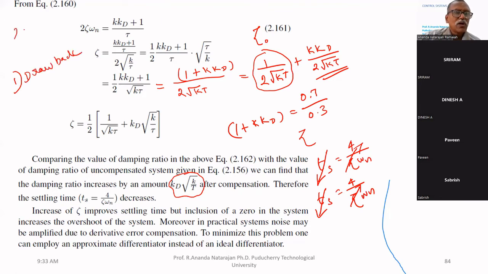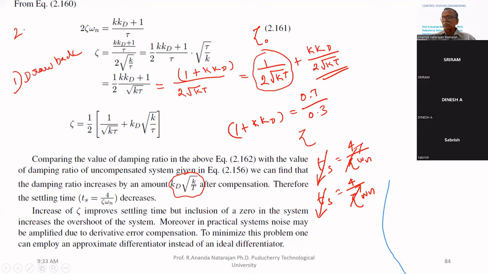So far, two advantages we have seen. One is zeta can be increased because of that settling time. Second point is settling time can be reduced. Oscillation reduced, settling time improved. Two advantages. But one drawback is there.